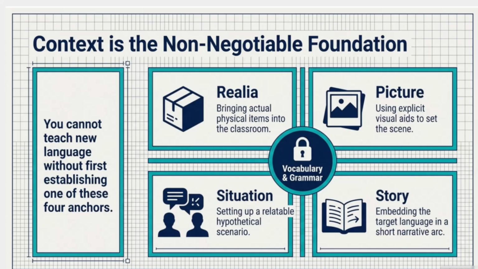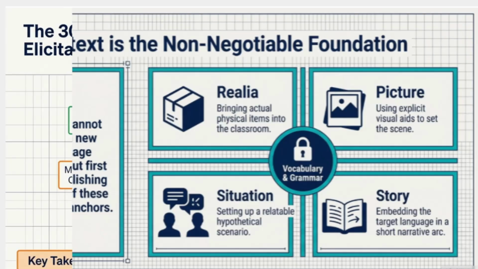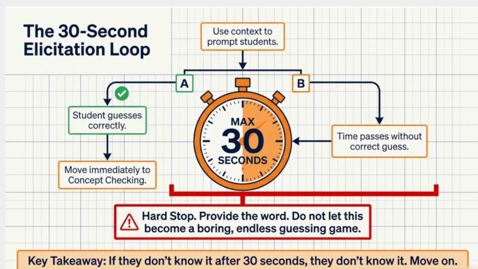Third, we can create a situation. For example, you might say, imagine you are going to an important business meeting. You are carrying your laptop and some documents. This situation can lead students toward the word briefcase. Finally, we can use a story. For example, yesterday, Ahmed went to a business meeting. He wore a suit and carried a black bag for his laptop and documents. The important point is that context should help students understand what the language is about before we ask them to produce the target word.